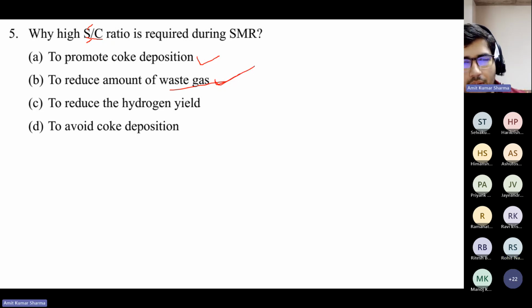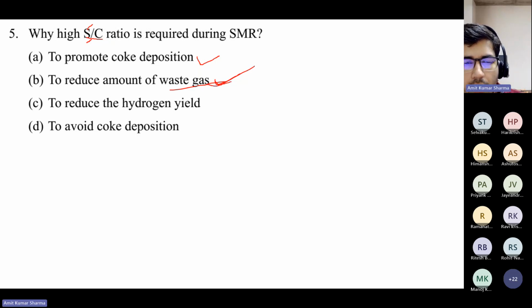Suppose you are having 1 kg of methane and 3 kg of steam, and you make it 4 kg of steam. Then the total mass becomes 5 kg. Some hydrogen will be there, but if you compare the mass balance, the waste gas will become higher.